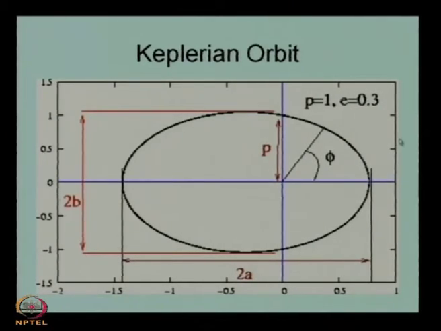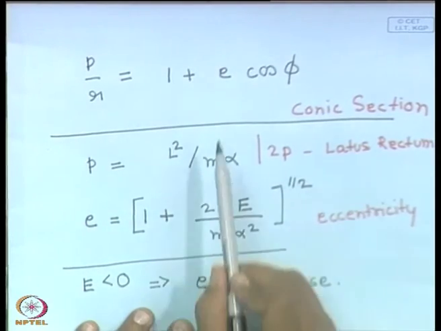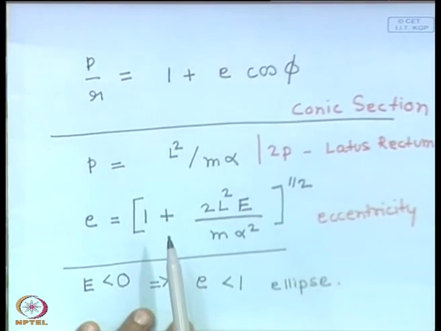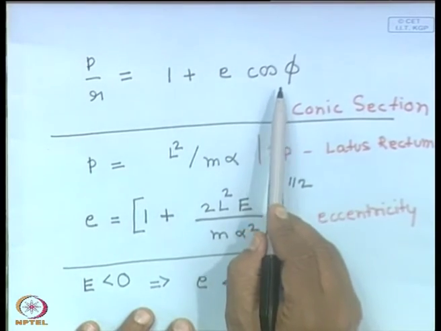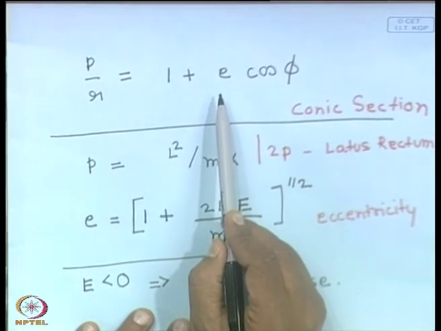The focus is over here, and phi is the angle with respect to this direction. What's the meaning of phi equal to 0? Let us go back to our equation now. If I set phi equal to 0, then p by r is 1 plus e.